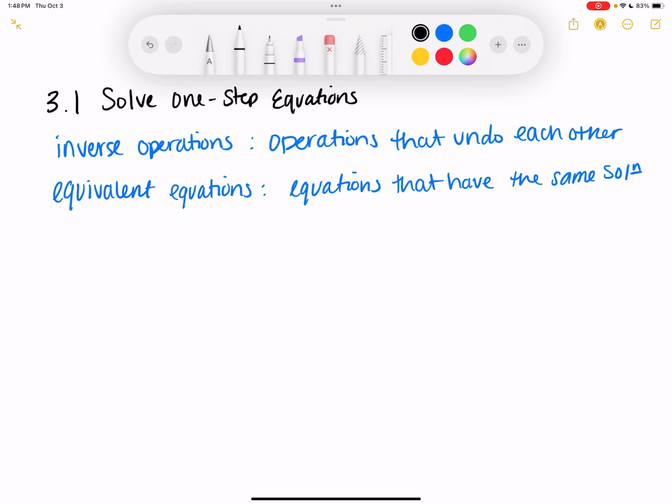So, solve the equation. They say to check the solution. I don't care about that. We're just going to do the solve the equation part.